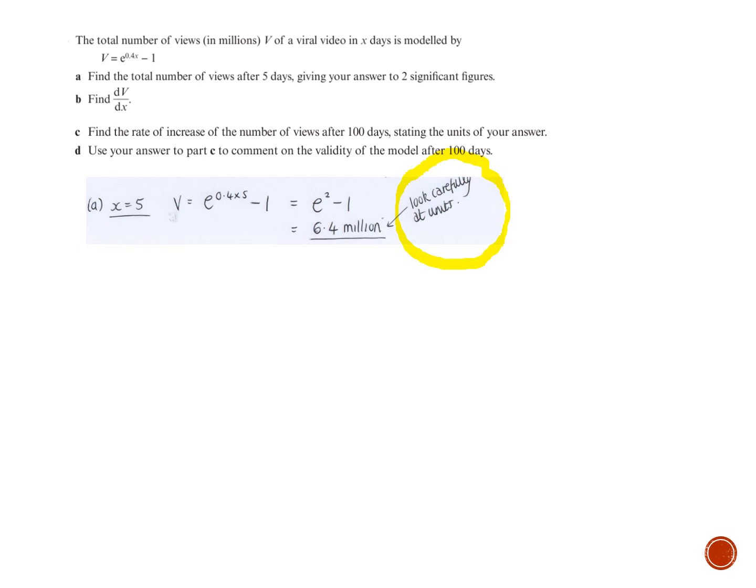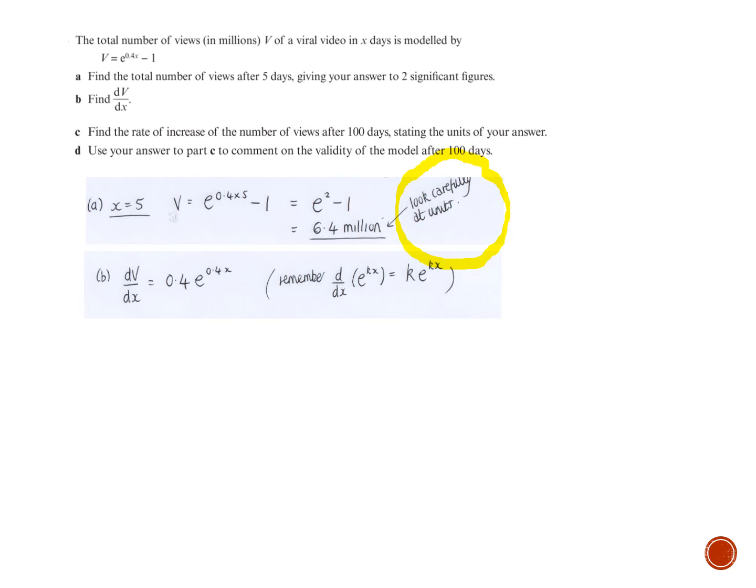Right, find dv dx. Remember what dv dx represents. dv dx represents the rate of change of the number of views, or in this case it'll be the rate of increase of the number of views. We did in the last lesson about differentiating. So e to the power, what you do is you write exactly the same thing down again, e to the same power, and then you times it by the differential of the power. So when we do dv dx, we're going to get e to the same power, but times by a 0.4. I'll just put a little reminder there.